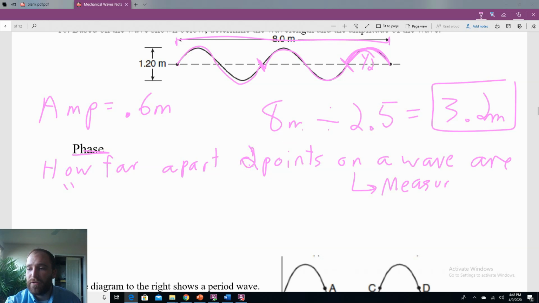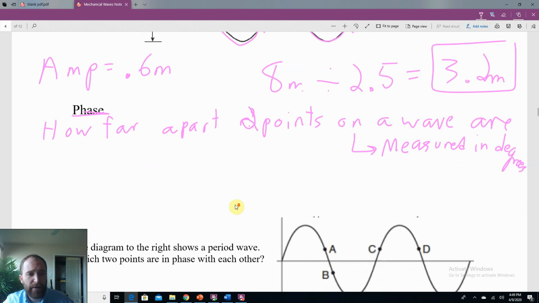Phase is measured in degrees, which is a little weird. If you're in pre-calc or maybe trig, again, I don't know which class they do this in, they might do it in radians, like 2 pi radians is the full cycle. We're going to use degrees for this class, for regions physics, so we don't have to dive into radians, which is nice.